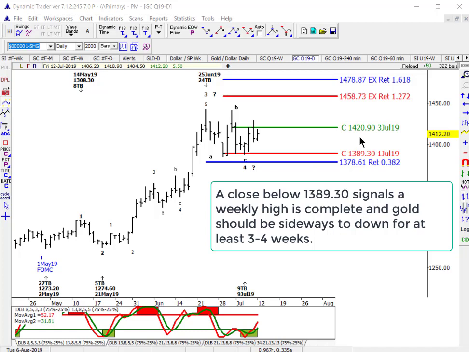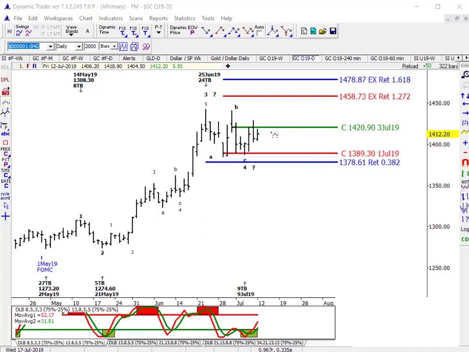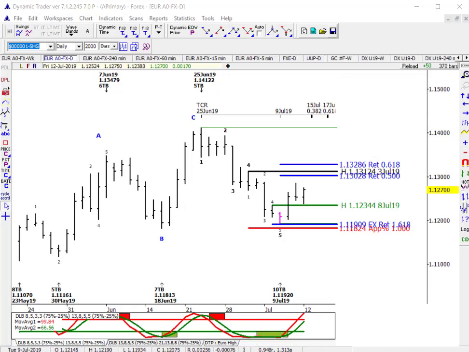And if gold makes a daily close above 1420.90, it will probably continue to reach about 1458, maybe a bit higher. But keep in mind, again, that'll be the final thrust up before we complete a weekly high. And any bullish outlook is voided if we make a close below 1389.30. So probably a bit left on the upside, not a lot, before we complete a weekly high, and then we're sideways to down for several weeks.